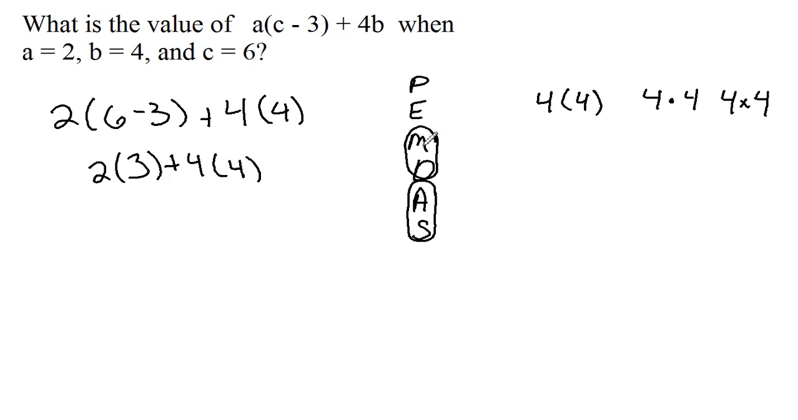And next is multiplication and division. We don't have any division, but we do have multiplication. So we have 2 times 3, which gives us 6, plus 4 times 4, which gives us 16. And now we're on to our last step, which is addition and subtraction. So that will just give us 22. And that's our answer.